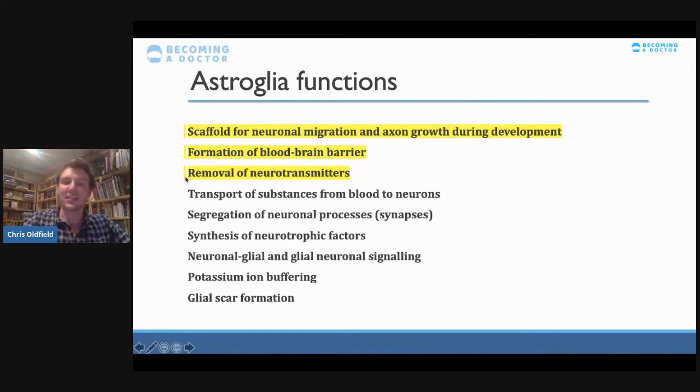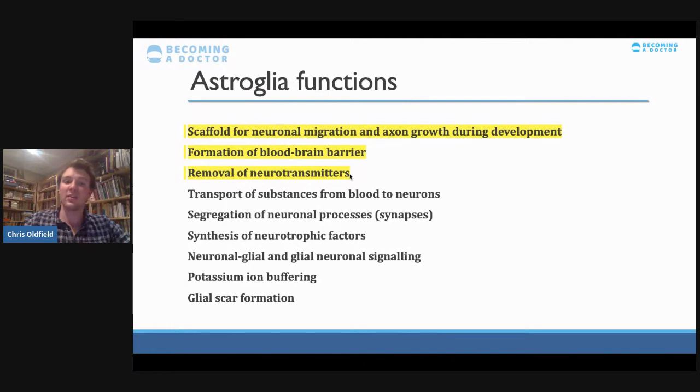And then the final thing that I think is important is the removal of neurotransmitters. So you'll have heard of lots of different neurotransmitters: acetylcholine, noradrenaline, adrenaline, dopamine, serotonin. These are all different types of neurotransmitters that work at different parts of your central nervous system and your peripheral nervous system.